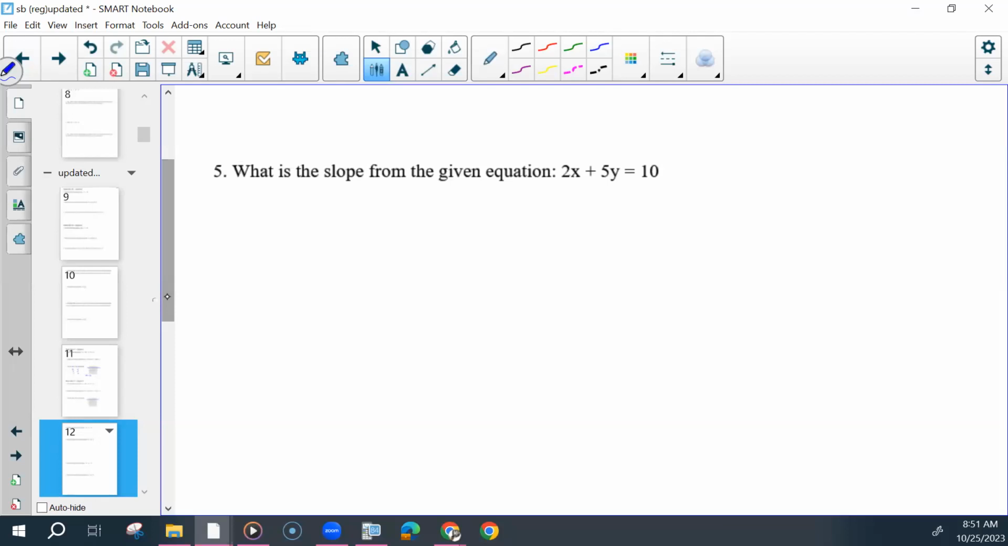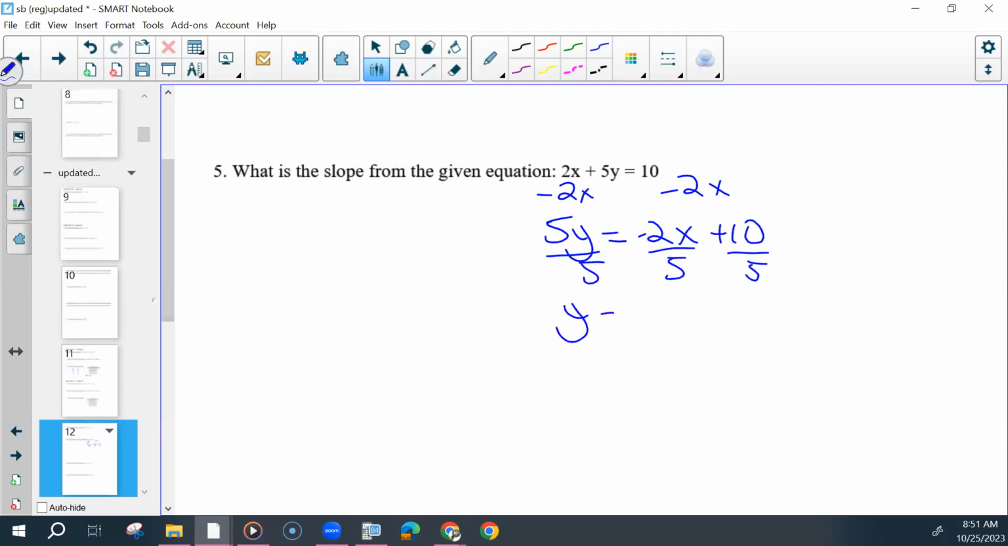If we were trying to find the slope of this, we had to convert this, get it back in slope-intercept form by subtracting 2x, then dividing everything by 5. Y equals negative 2/5 x plus 2, so the slope would be what? Negative 2/5.